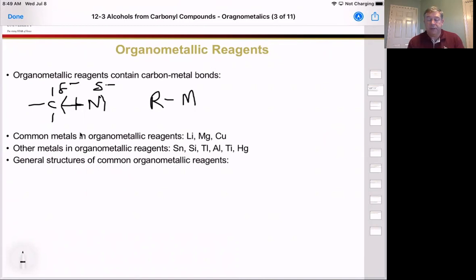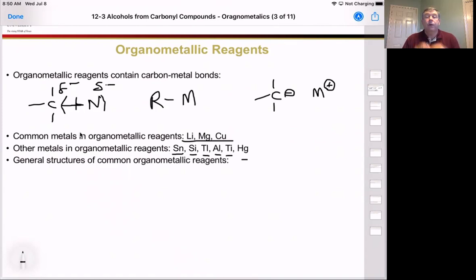The best thing about these is that they react as if the carbon has a negative charge and the metal has the positive charge, which means this carbon can act as a base or as a nucleophile. The most common metals we'll talk about are lithium, magnesium, and copper, and they all have different reactivities, which is why we use different metals at different times. But those are not the only metals that these reagents are limited to. We can also use tin, silicon, thallium, aluminum, titanium, or mercury.